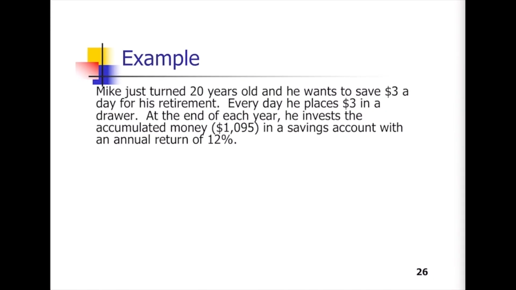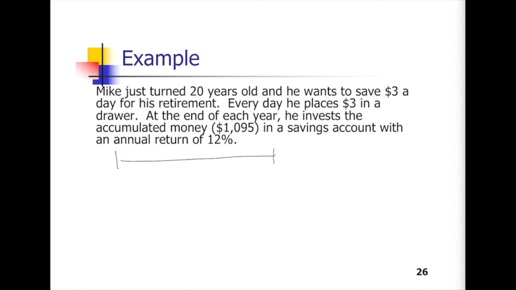This is another example. Mike just turned 20 years old and he wants to save $3 a day for his retirement. Every day he places $3 in a drawer. At the end of each year, he invests the accumulated money, which is $1,095, in a savings account with an annual return of 12%. It's a long explanation, so we can understand it easily by drawing a timeline.